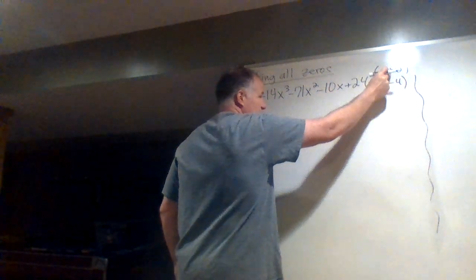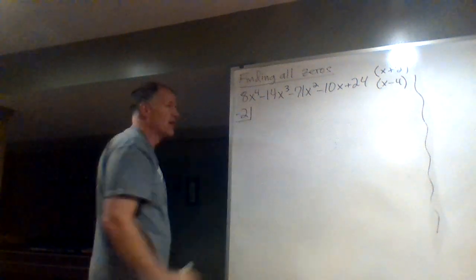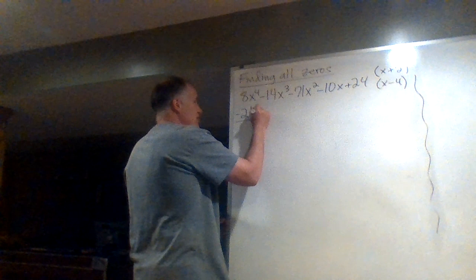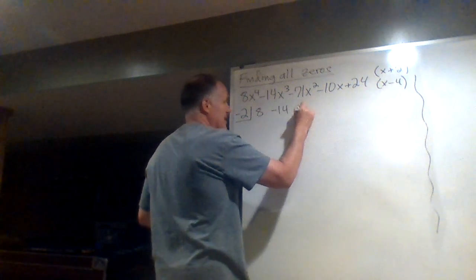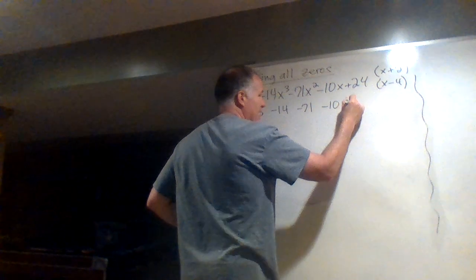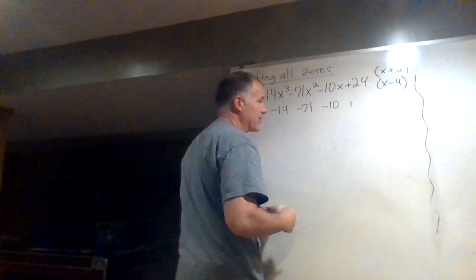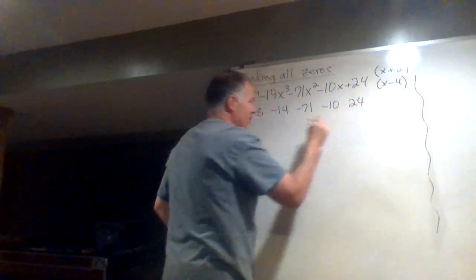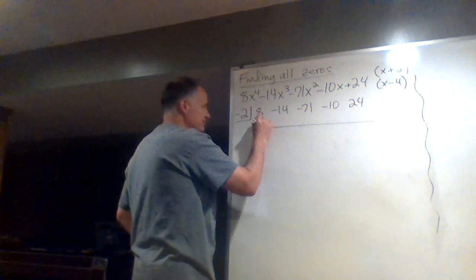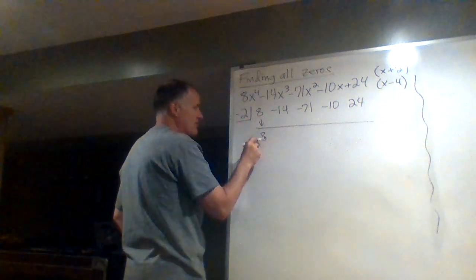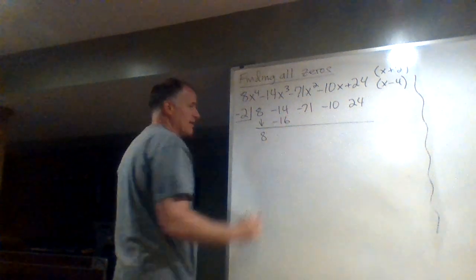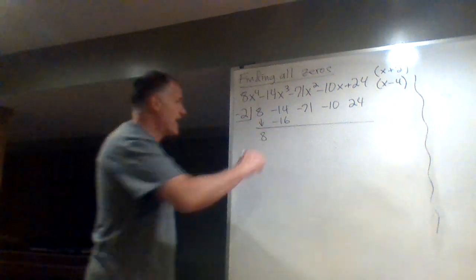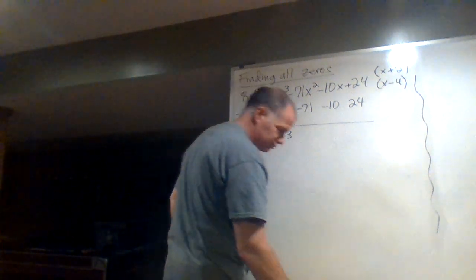So again, our first factor is x plus 2, but remember, the factor inside the box is the opposite, so minus 2. My coefficients are 8, negative 14, negative 71, negative 10, and 24. Okay, so we'll do synthetic division here. The 8 comes down. Negative 2 times 8 is negative 16. These are both negative, remember.